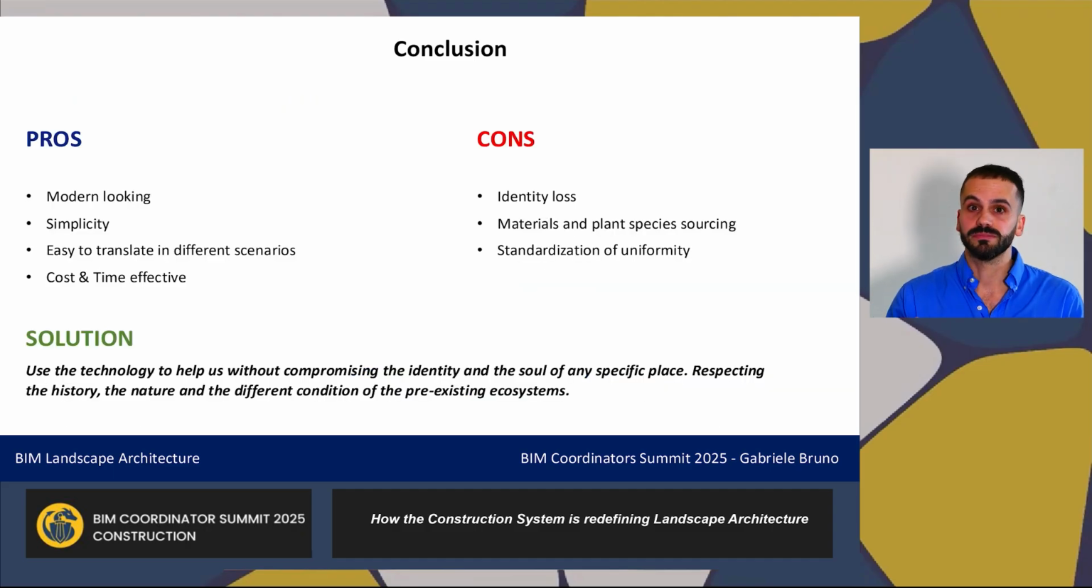However, there are pros and cons to this standardization. Pros, obviously, are that we have a modern look. Simplicity is the result of that. It's easy to translate into different scenarios, meaning that this type of construction can be applied in different cities, in Europe mostly, and it's cost and time effective. As a consequence, we will have identity loss, because all the buildings are going to look the same. Material and planting sourcing will be a problem, because we will tend to use the same material and the same planting, especially for landscape projects, and we will have a standardization of uniformity.